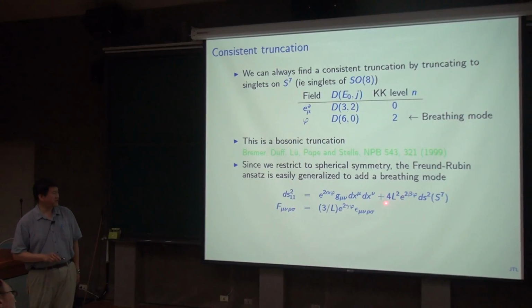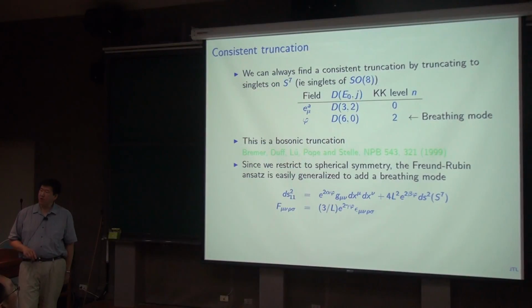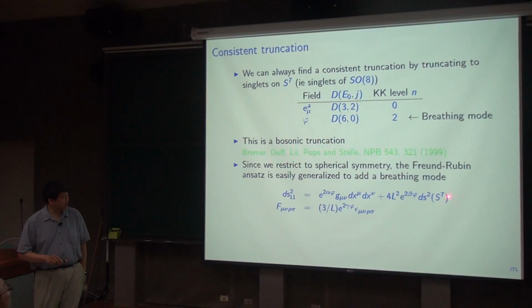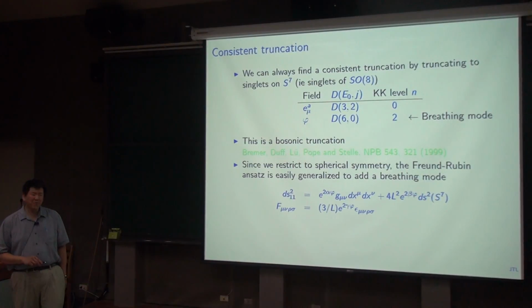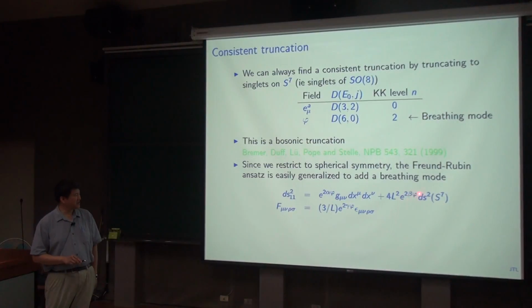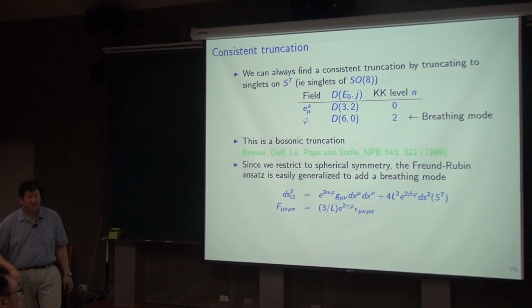I even stuck in the radius factor for S7. And the idea of the breathing mode is to say the volume of S7 can actually vary. And since I want the metric to be non-negative, instead of writing this as phi, I can write it as exponential phi, e to the phi. And then I can put in some constant factor. Beta is a constant over here, just for convenience.